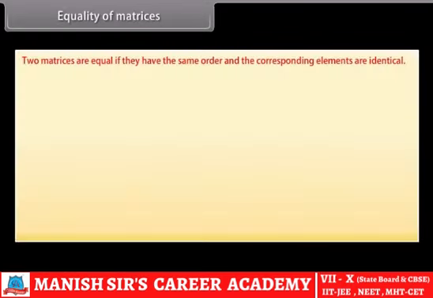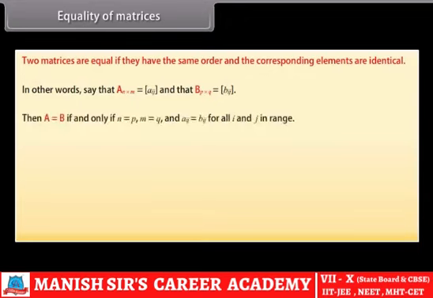Equality of matrices. Two matrices are equal if they have the same order and the corresponding elements are identical. In other words, say that A, n by m, is equal to a_ij and that B, p by q, is equal to b_ij. Then A is equal to B if and only if n is equal to p, m is equal to q, and a_ij is equal to b_ij for all i and j in range.